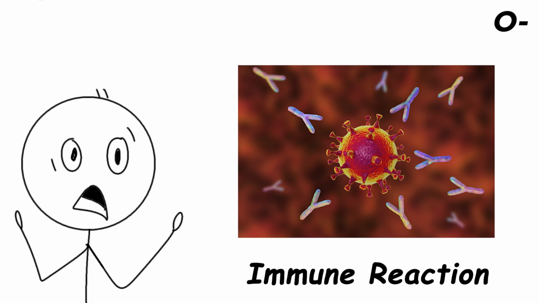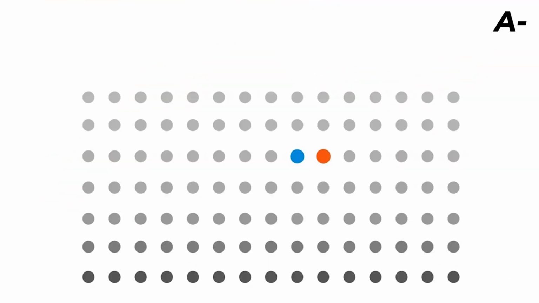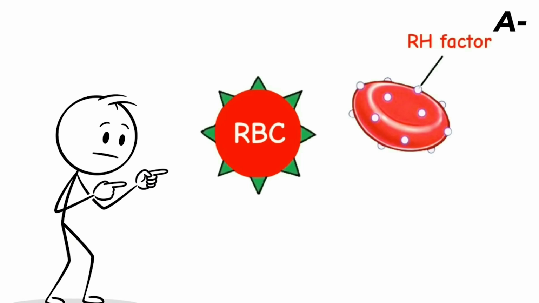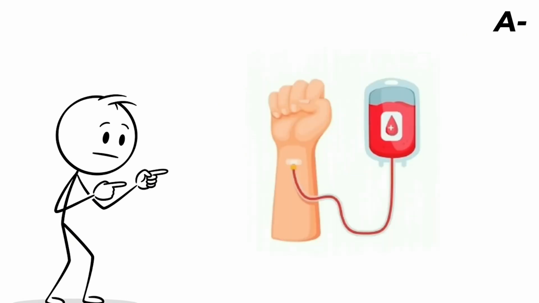trigger an immune reaction. A-negative is present in just 2% of people. It displays A antigen, but lacks the Rh factor, narrowing compatibility options to A-negative or O-negative blood.